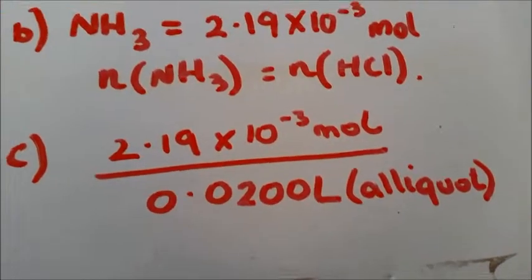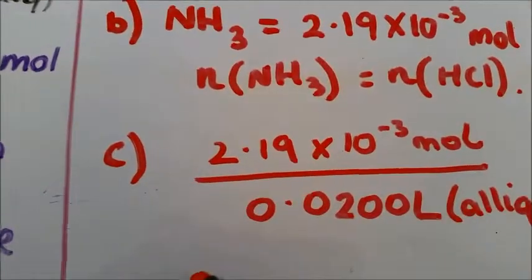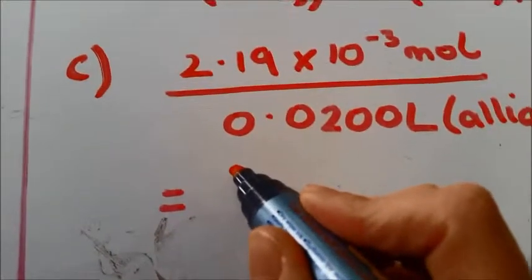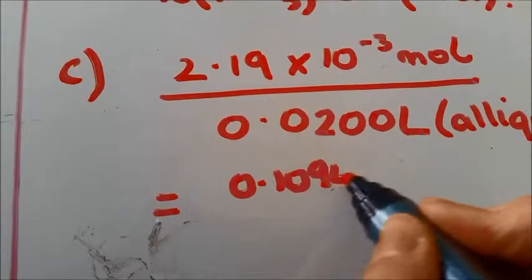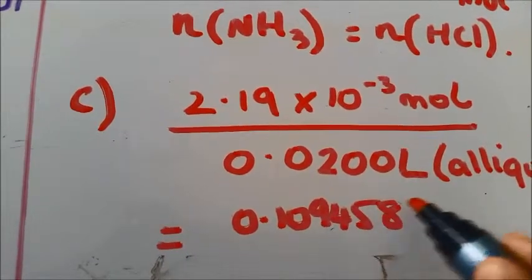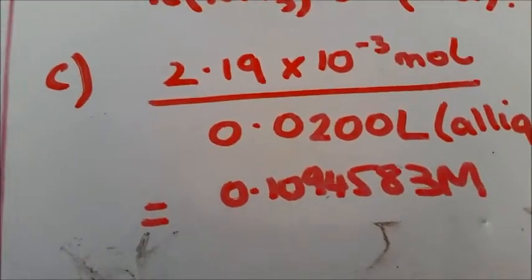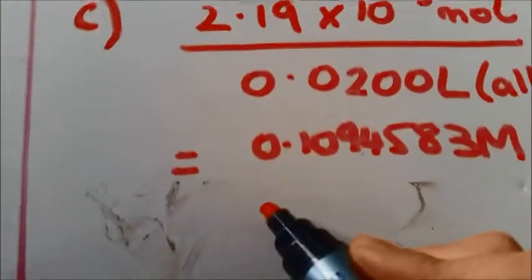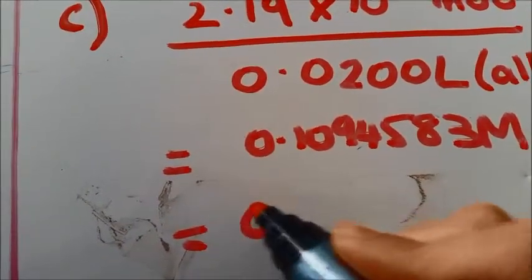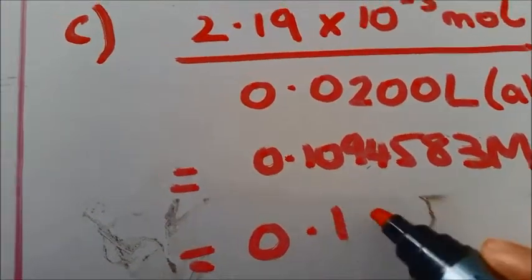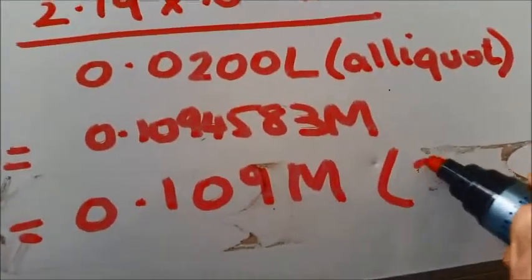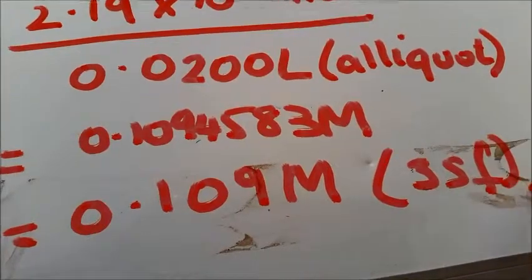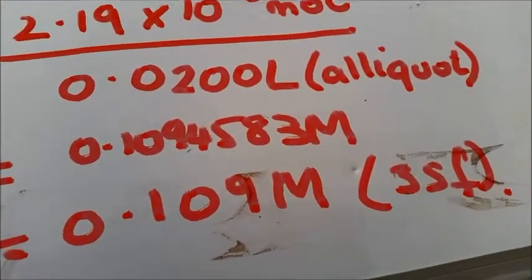Now, if we type that into our trusty calculators, what we should get is a total answer of 0.1094583 molar, which sucks in terms of significant figures. So really what we have here is 0.109 molar to 3 significant figures. Okay. And that's pretty much how to do part C.